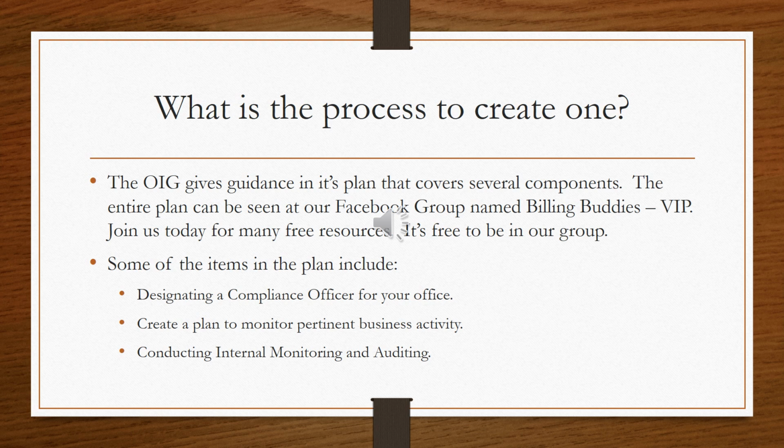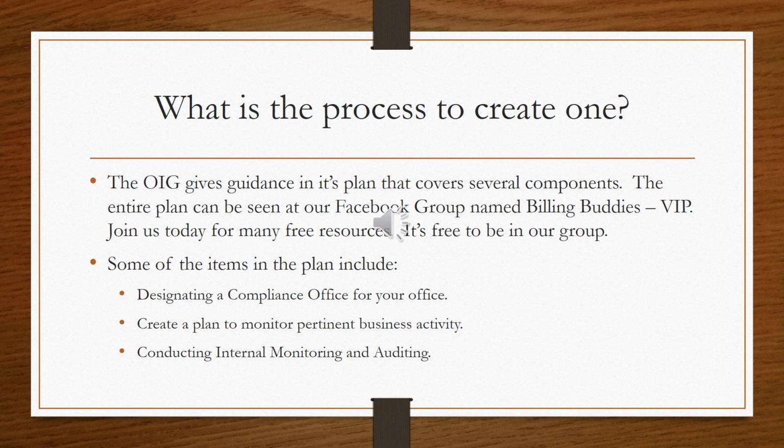Some of the items in the plan that is recommended is designating a compliance officer for your office, creating a plan to monitor pertinent business activities, such things as documentation and billing to make sure it's all being done thoroughly and properly, and then conducting an internal monitoring and auditing system so that you can be assured that your office is following the guidelines you set forth to be compliant.